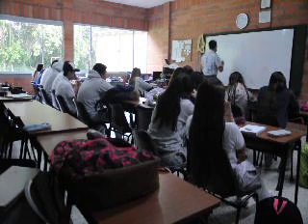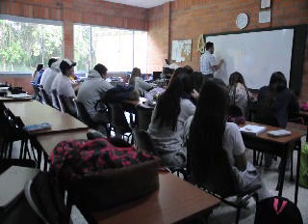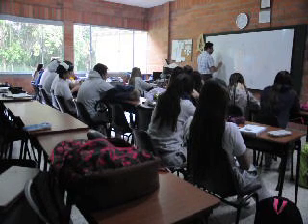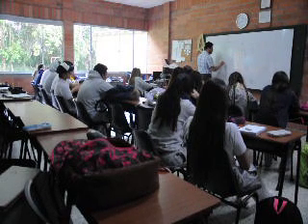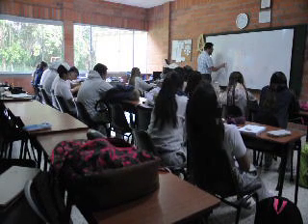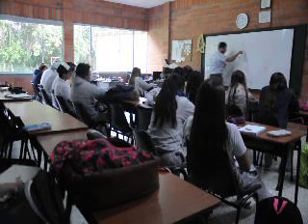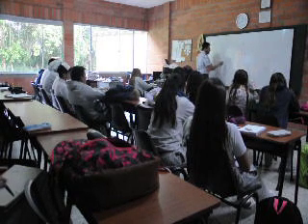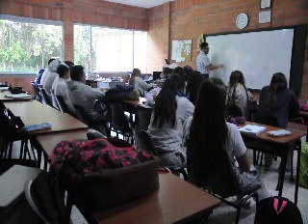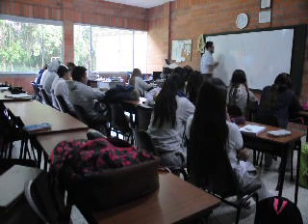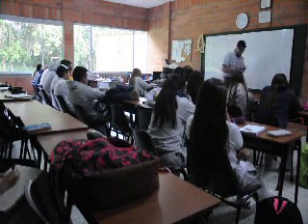So the area of this triangle is base times the height, which is 6, divided by 2. We can cancel this and this because it's multiplication and division. So this is 6 square root of 6. And that is the area of the triangle.